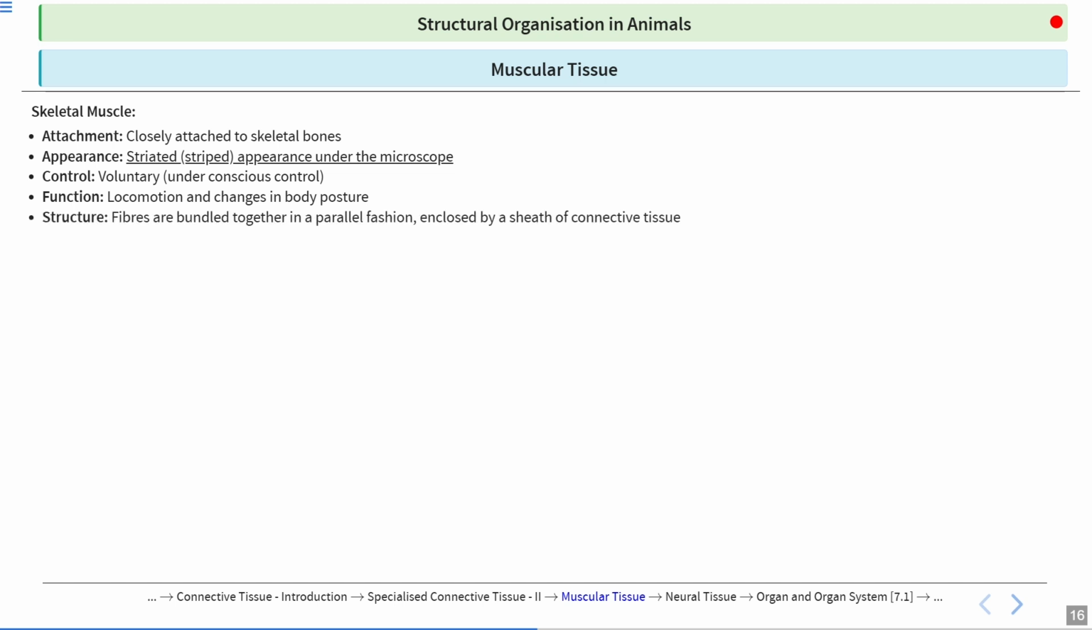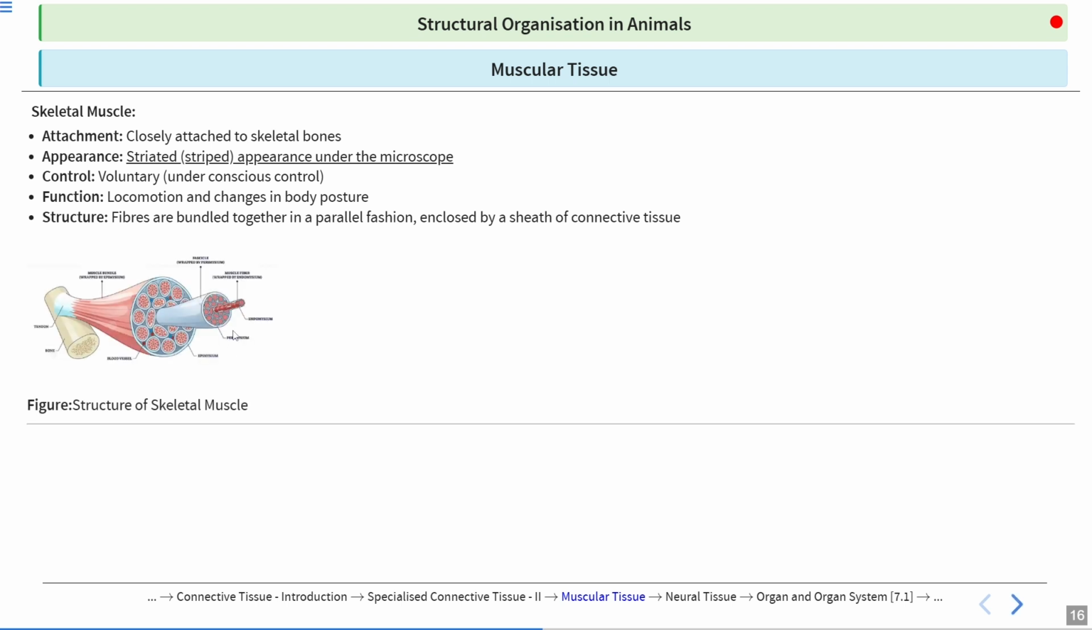Structure: fibers are bundled together in a parallel fashion, enclosed by a sheath of connective tissue. So many fibers of the skeletal muscles are present in a bundle, and they are enclosed by a sheath of connective tissue. All these parallel bundles of the fibers are covered by this connective tissue.